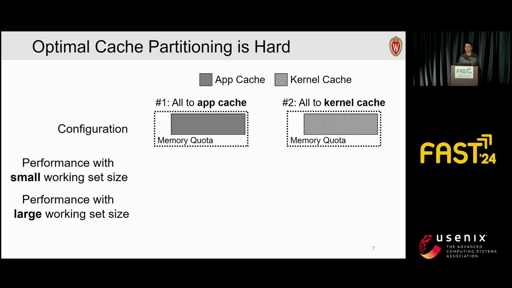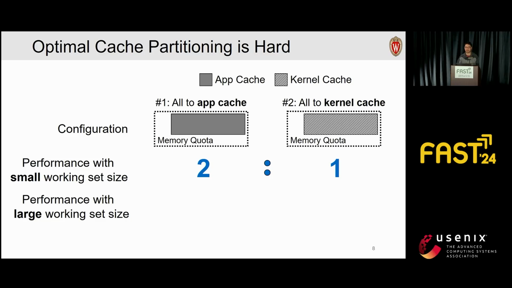For example, let's consider one varying factor, the working set size, and two simple cache size configurations. One is giving all the memory to the application cache, and the other is giving all the memory to the kernel cache. Accessing the application cache is faster than accessing the kernel cache, but the kernel cache essentially stores more data in memory because of compression.